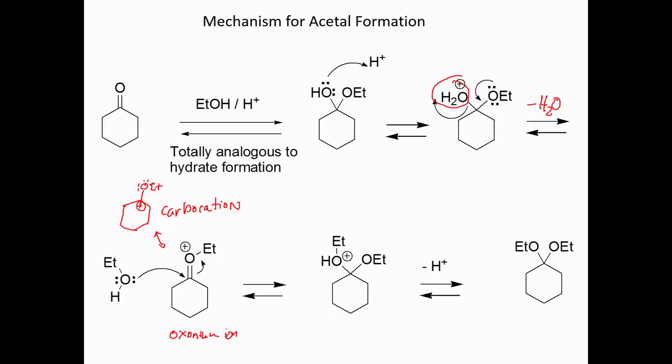more ethanol molecules than we do water molecules. So an ethanol molecule comes along and adds to the carbocation or oxonium ion to make this, and then we just lose the extra proton to form the acetal. The reason this reaction is going to the right here is because we're doing it in ethanol, and the amount of ethanol molecules is huge compared to the amount of water molecules produced in that first step there.